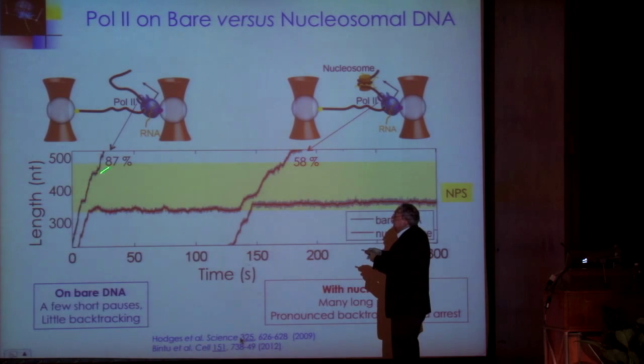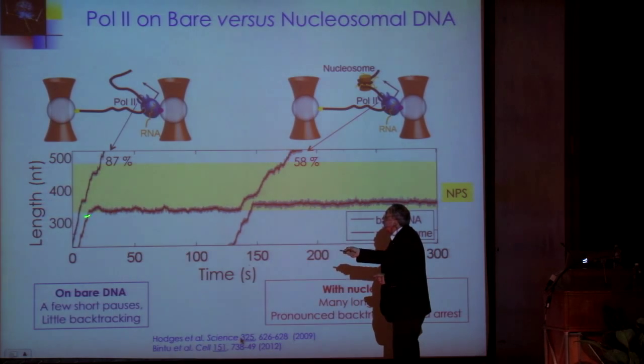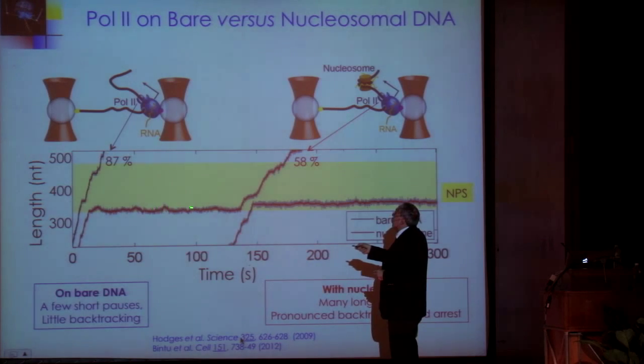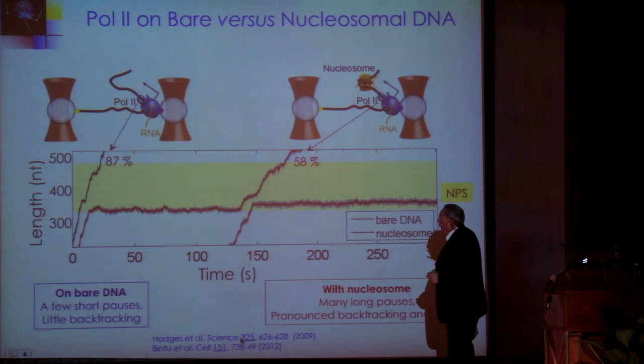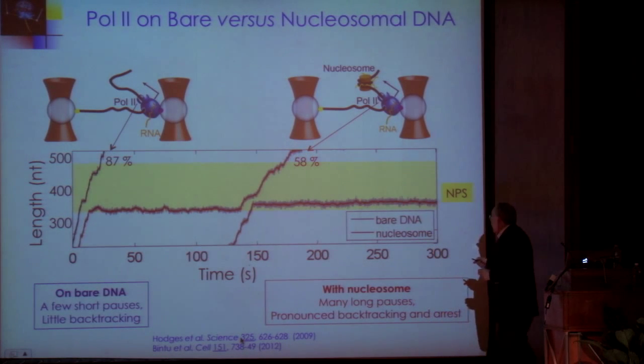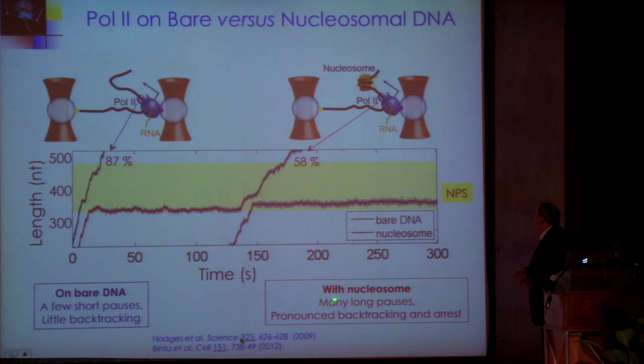But notice the difference in behavior between this case and that case. The molecule passes through the part where there is no nucleosome largely unaffected, 87% of the time. Whereas in the presence of the nucleosome, as soon as it encounters the nucleosome, the molecule stops for a long time, and then manages eventually to pass. Sometimes it doesn't even pass, only 58% of the time. So in the presence of the nucleosome, the molecule has many long pauses and pronounced backtracking during those pauses.